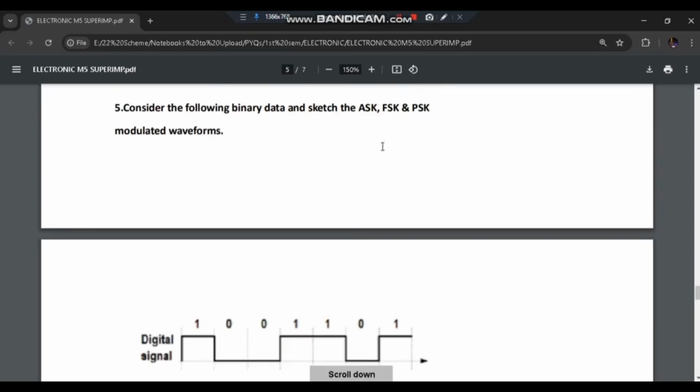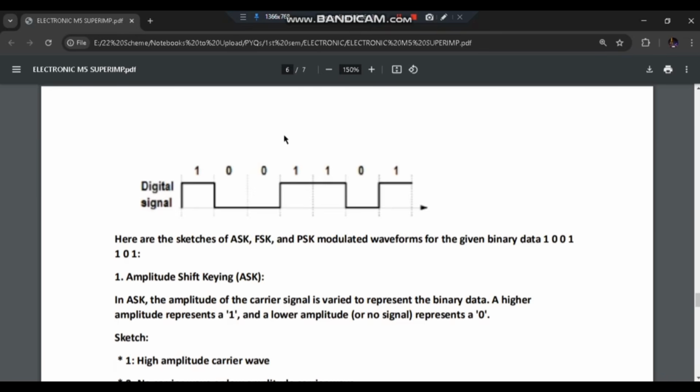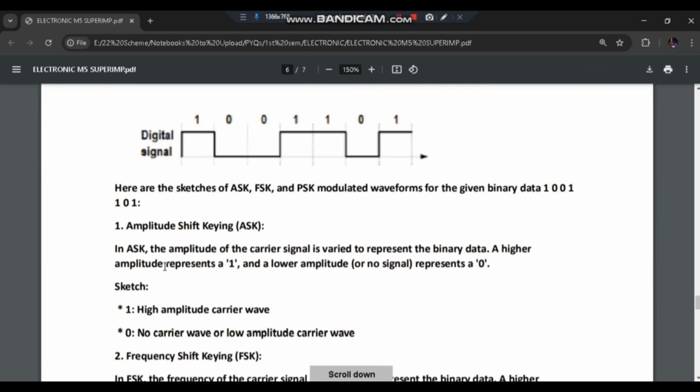Moving on to the next question: consider the following binary data and sketch the ASK, FSK, and PSK modulated forms. This is the data given to us, and we have to construct ASK, FSK, and PSK. ASK is amplitude shift keying. In ASK, the carrier signal's amplitude is varied to represent the binary data. A higher amplitude represents a 1 and a lower amplitude represents a 0. Higher means 1, the higher amplitude carrier wave, and 0 is the lower amplitude carrier wave.